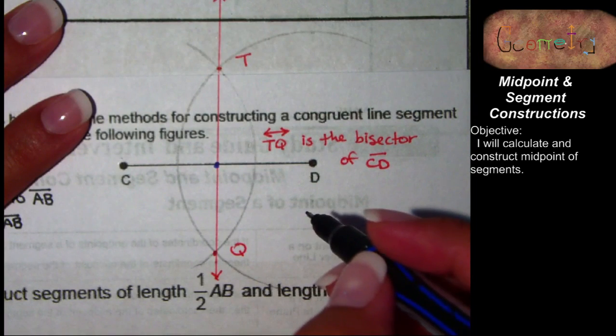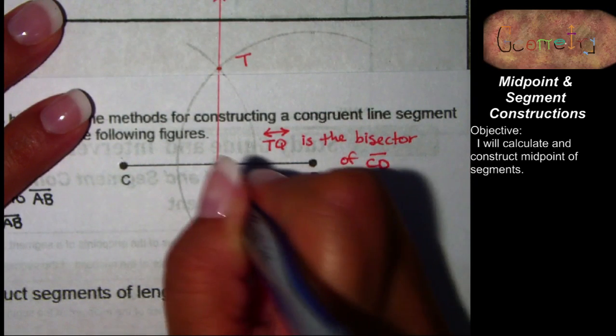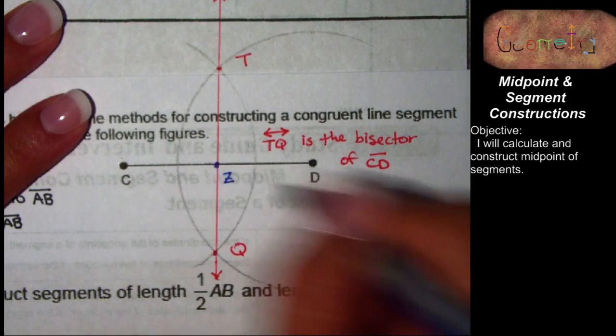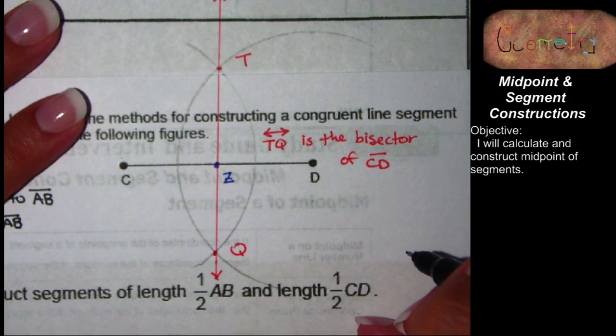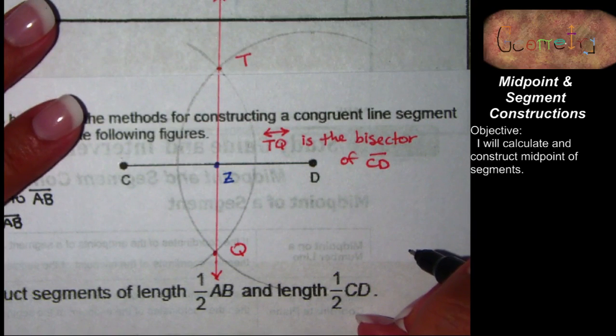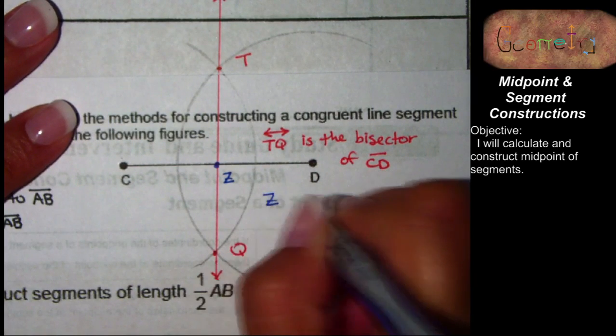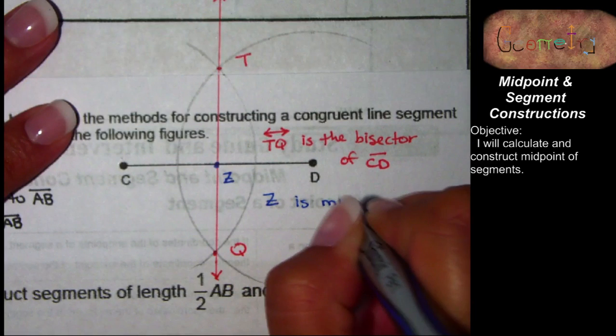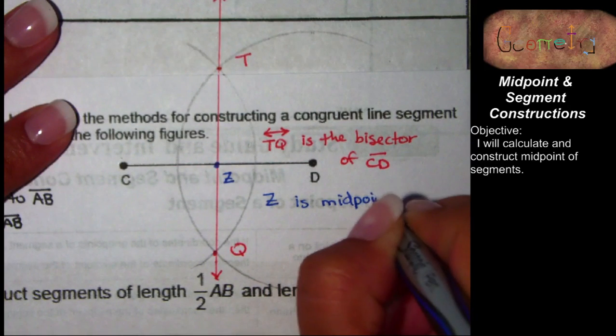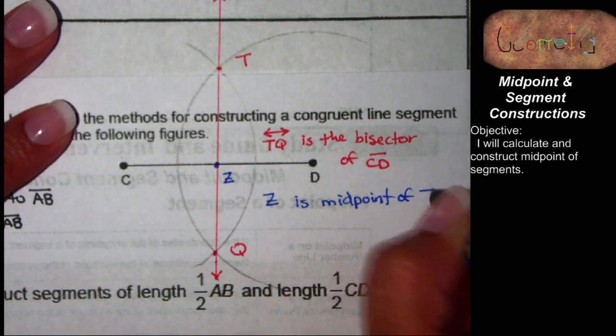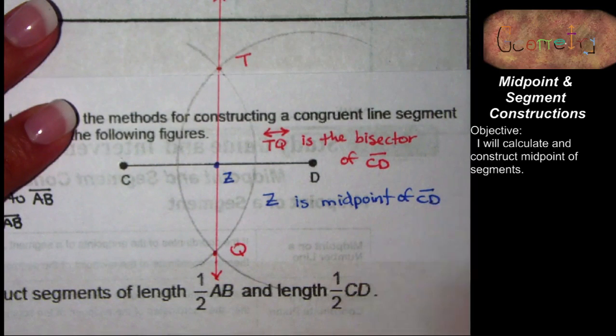Z. I heard Z. I love all these letters. I only needed one. Thank you so much. If you want to label yours P, you can. On my diagram, Z is the midpoint of line segment CD.